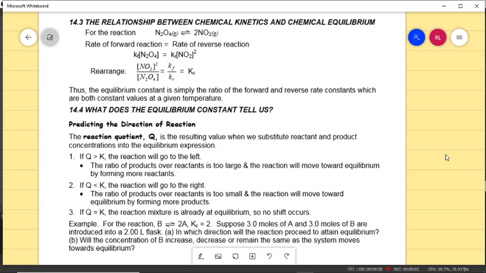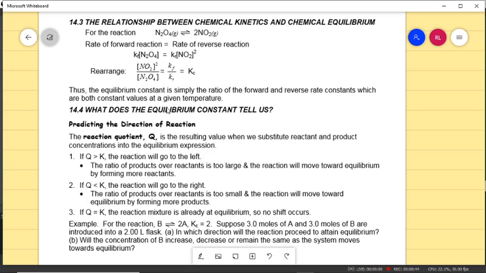In this video, we are going to talk about predicting the direction of reaction. You remember that we're talking about forward and reverse reaction. Now we know that when an equilibrium is established, the rate of forward reaction is equal to the rate of reverse reaction. That is why, if you can see here in our equation, our equilibrium constant is simply the ratio of the forward and the reverse rate constants, which are both constant values at a given temperature.